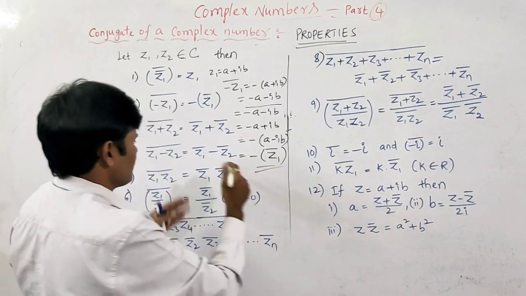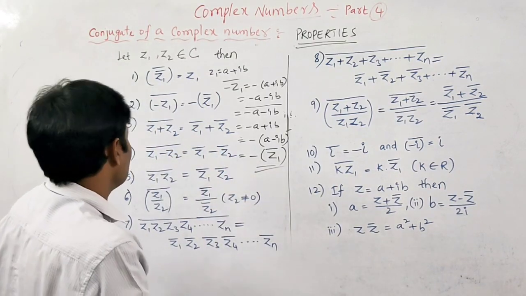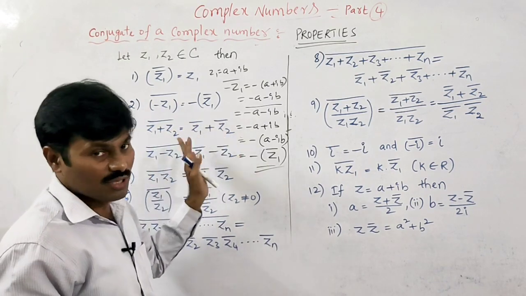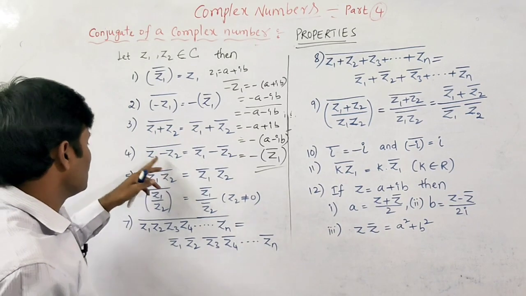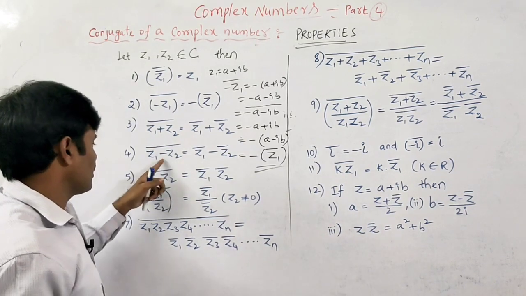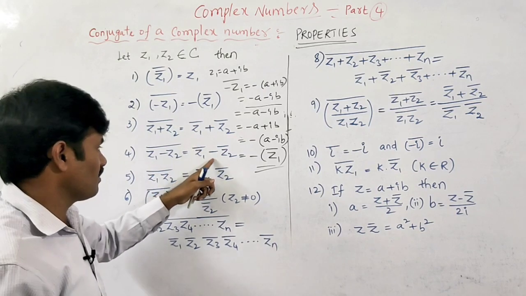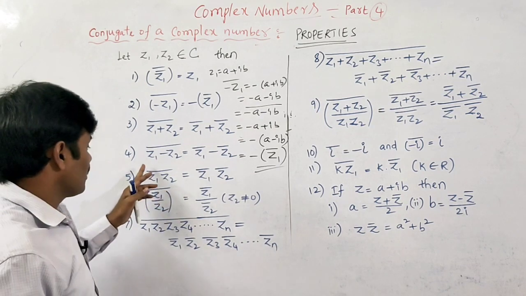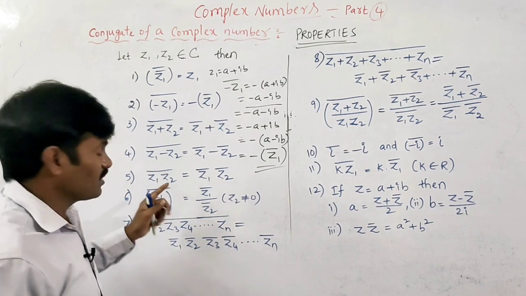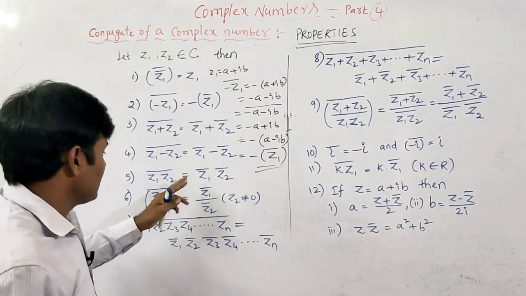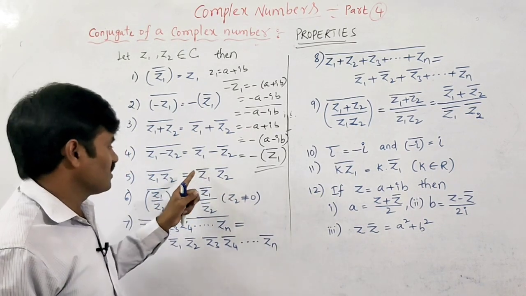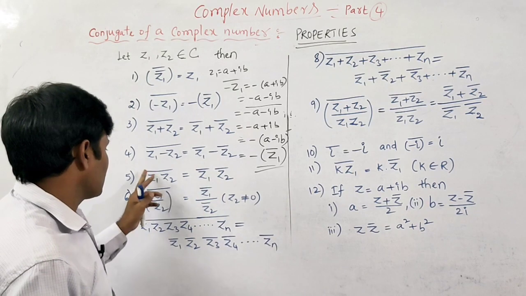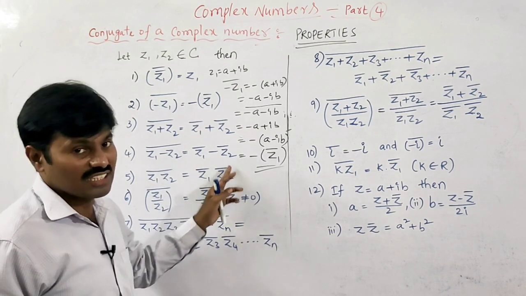Like this, we can explain all these things by taking one example. Here, the conjugate of z1 plus z2 can be written as the conjugate of z1 plus the conjugate of z2 separately. And the conjugate of z1 minus z2 can be expressed as the conjugate of z1 minus the conjugate of z2. If you take the conjugate of the product of two complex numbers at a time, this is equal to the product of the conjugates of those complex numbers individually. So the conjugate of z1 z2 can be written as the conjugate of z1 into the conjugate of z2.